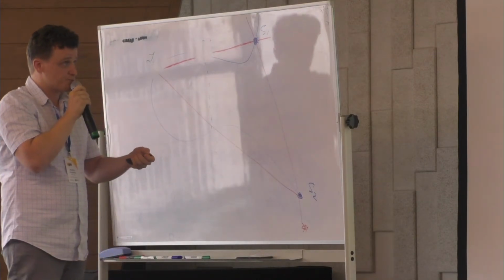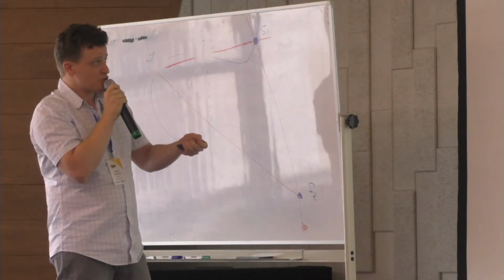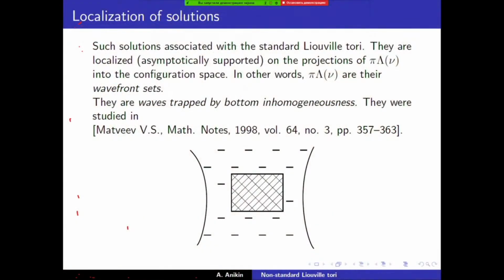Okay, these solutions actually are localized or asymptotically supported on the projection of the corresponding Liouville tori. It means that we have this projection, like this rectangle, and outside this rectangle our solution is exponentially small with respect to the parameter. And this set, the asymptotic support, is also called the wavefront set.